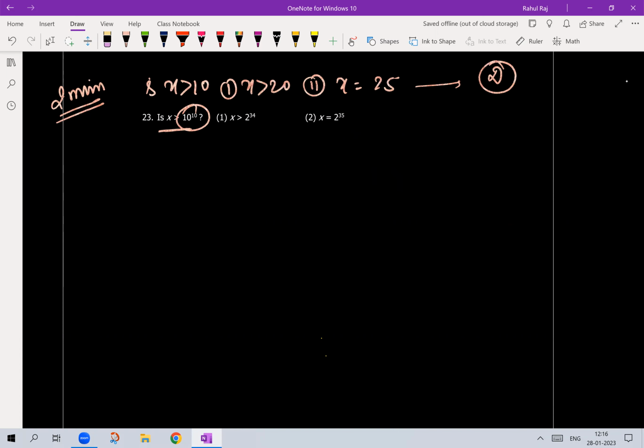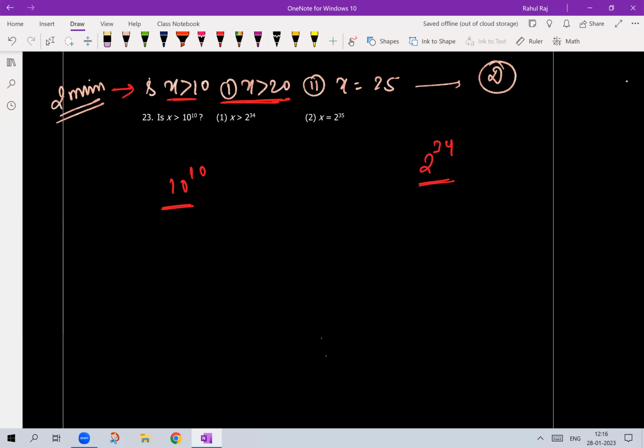Our job is to check option number 1. So in this case, is x greater than 10? My first option is x is greater than 20. Now you technically know that 20 is greater than 10, so you say option number 1 is sufficient in this question. But in the actual question, what will we have to do? We'll have to figure out whether 10 to the power 10 is greater or 2 to the power 34 is greater. If you get 2 to the power 34 greater, as per this question, it can be straight away said sufficient, but we'll have to compare it.